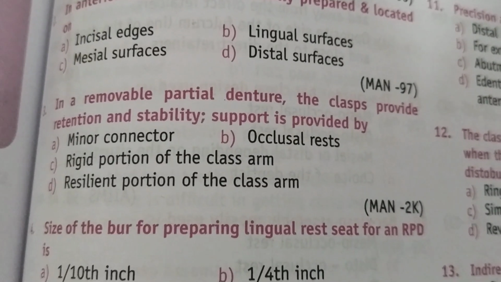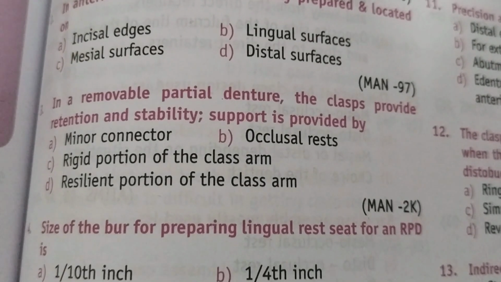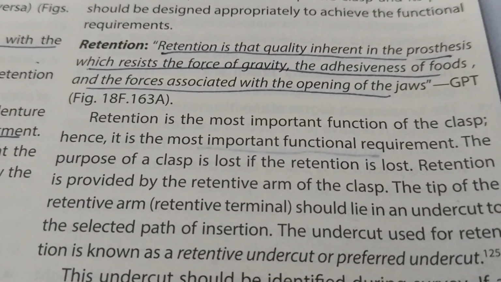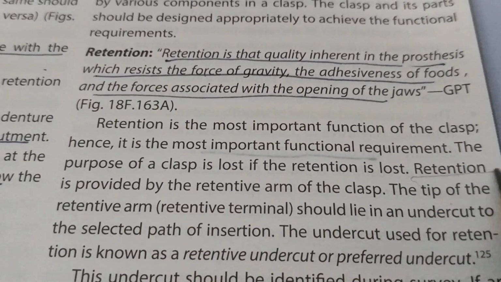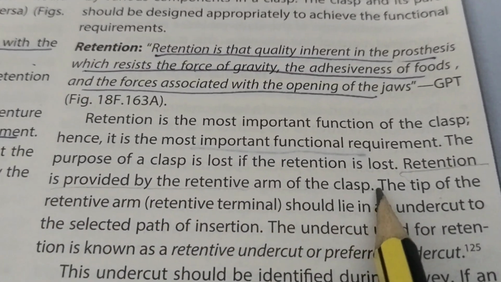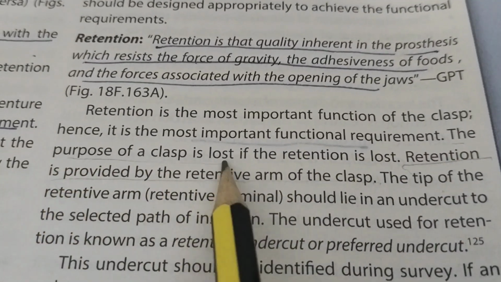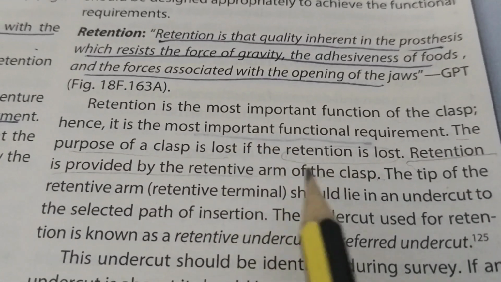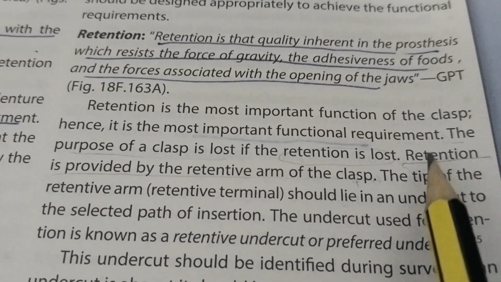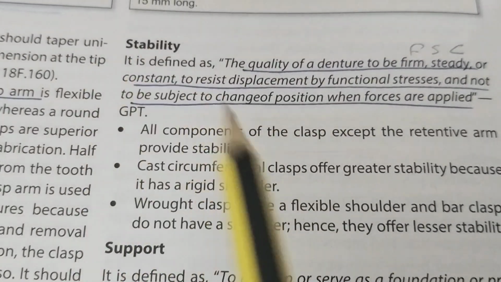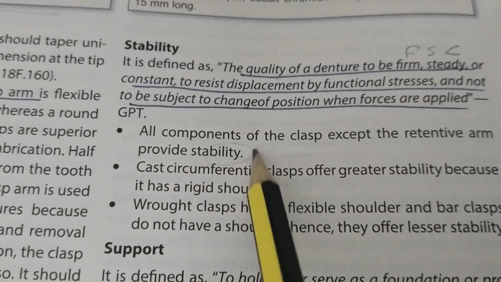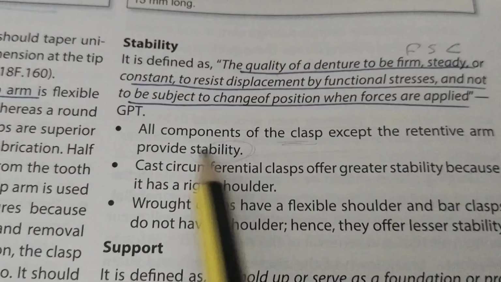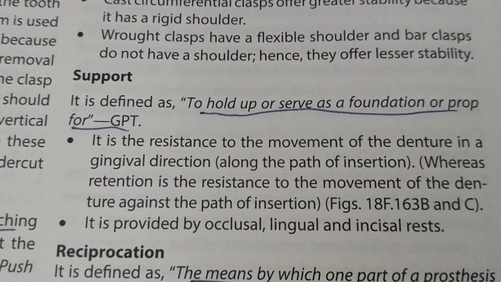In a removable partial denture, the clasp provides retention and stability. Support is provided by. So according to the question, the clasp provides retention. As you can see here, retention is provided by the retentive arm of the clasp. If the purpose of the clasp is lost, the retention is lost. So clasp is responsible for the retention of RPD as well as stability. So all components of the clasp except the retentive arm provide stability. So again, clasp is responsible for stability, whereas support is provided by.